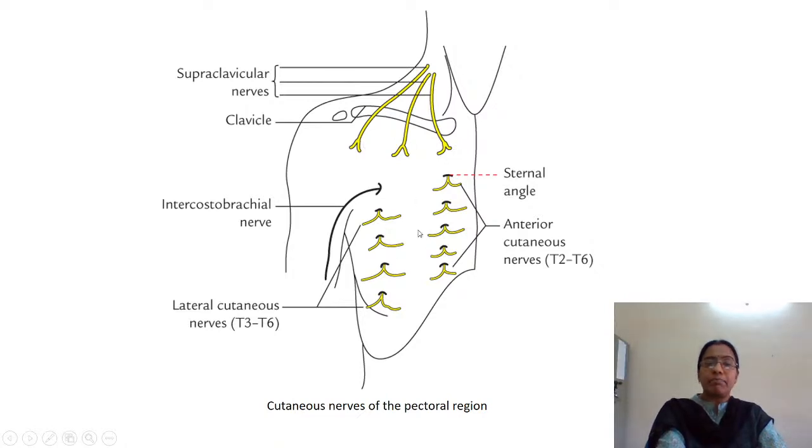Below this, medially it is supplied by anterior cutaneous nerves from T2 to T6 segments, and laterally it is supplied by lateral cutaneous nerves from T3 to T6. So this is the cutaneous nerve supply of the pectoral region. Up to the second intercostal space it is supplied by supraclavicular nerves. Below the second intercostal space or the second rib, it is supplied medially by the anterior cutaneous nerves. Laterally, it is supplied by lateral cutaneous nerves from T3 to T6.